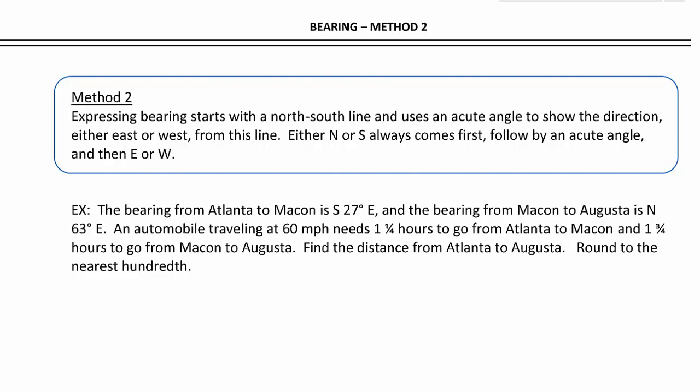In this video, I'll be discussing the second method used for expressing bearing. Expressing bearing with this second method starts with a north-south line and uses an acute angle to show the direction, either east or west, from this line. Either north or south always comes first, followed by an acute angle, and then east or west.